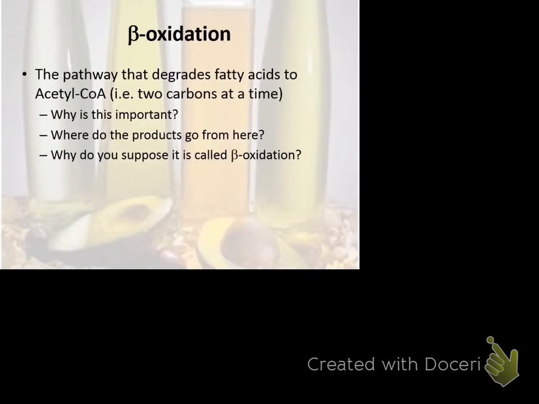So once again, the pathway degrades fatty acids to acetyl-CoA, and we've already talked about the fact that this will go on into the citric acid cycle. It was called beta oxidation because it's the beta carbon to the ground zero carboxyl group that will be oxidized.